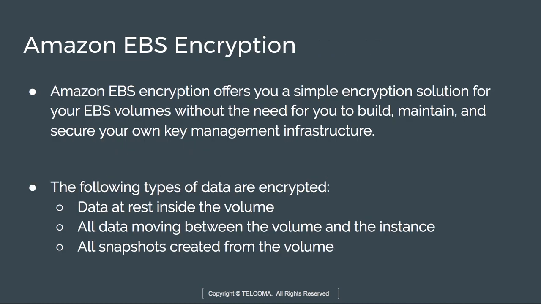Now what encryption does it follow? Amazon EBS encryption uses AWS KMS, the Key Management Service, where we have the customer master key, CMK. We create encrypted volumes and any snapshots created. That means any snapshot and any volume that is created, we can protect with the help of the customer master key. So what types of data need to be encrypted? Data at rest inside a volume, all moving data and all snapshots.